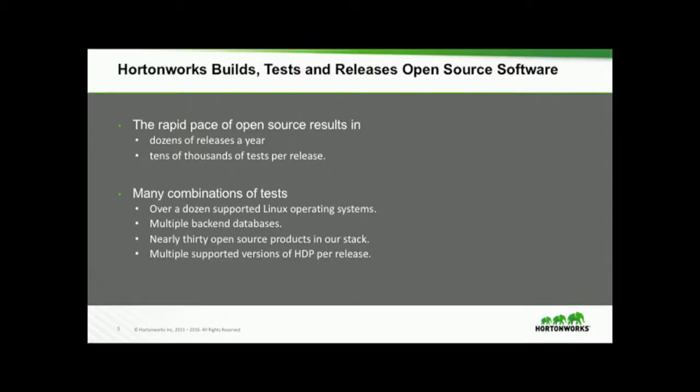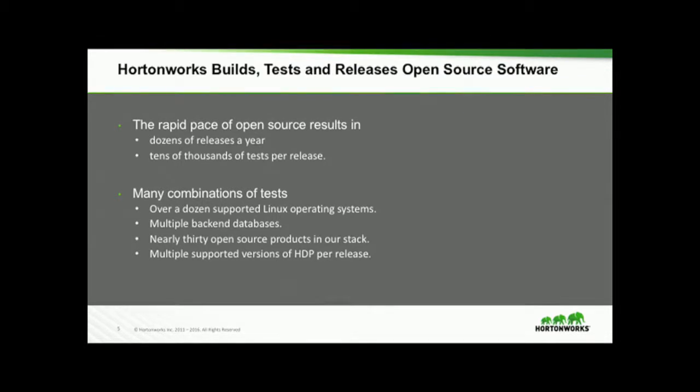At Hortonworks, we build, test, and release open source software, specifically Hadoop and others. The rapid pace of open source means that we're doing dozens of releases a year. Each one of those releases consists of tens of thousands of tests. There's many combinations of tests that we need to run. We have over a dozen supported operating systems. There's multiple backends for things like Hive, think databases, things like Hive, Ambari, et cetera. We have nearly 30 open source projects that make up our stack. And we have multiple different versions of HDP that we're shipping at any given time. So as a result, you can see we run a lot of tests.